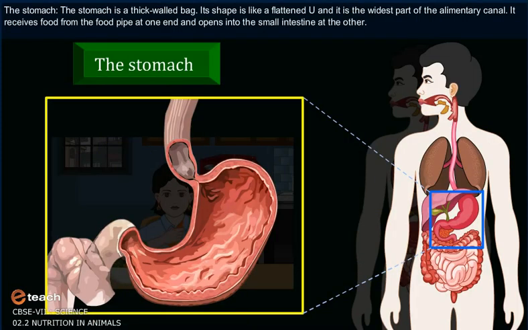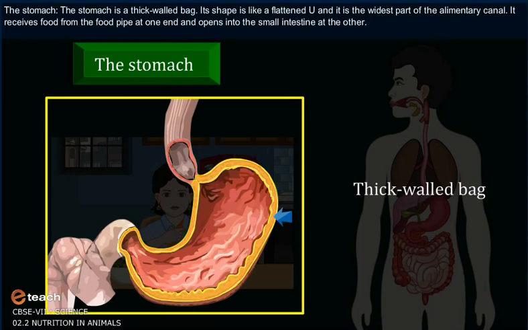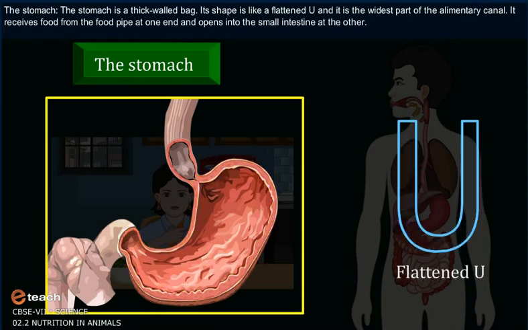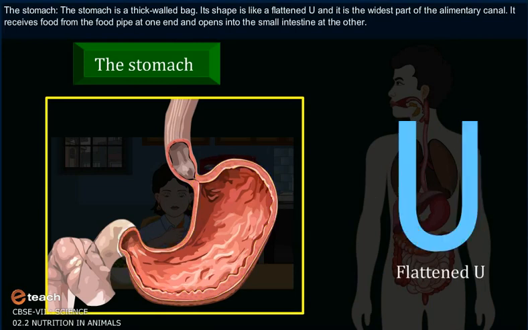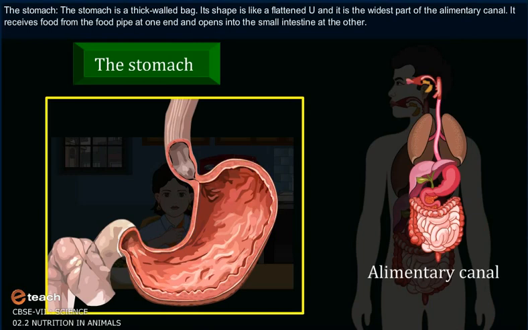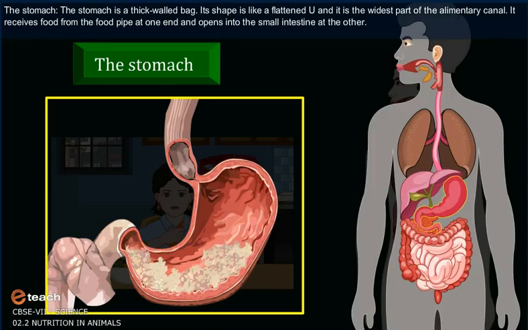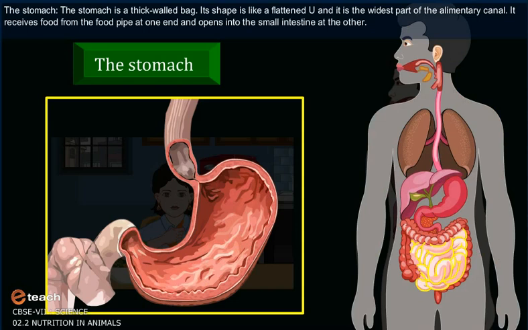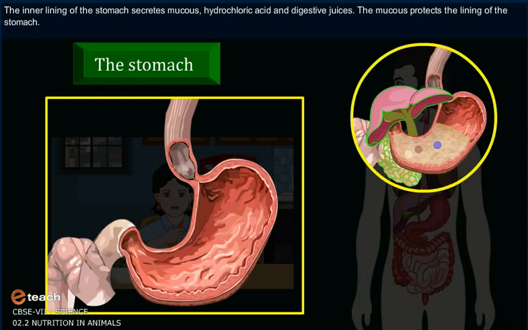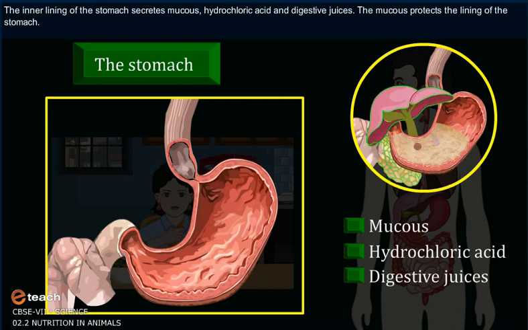The stomach. The stomach is a thick-walled bag. Its shape is like a flattened U and it is the widest part of the alimentary canal. It receives food from the food pipe at one end and opens into the small intestine at the other. The inner lining of the stomach secretes mucus, hydrochloric acid, and digestive juices. The mucus protects the lining of the stomach.